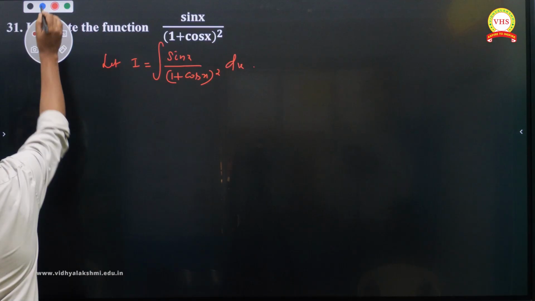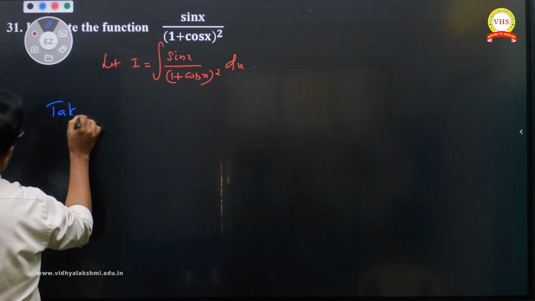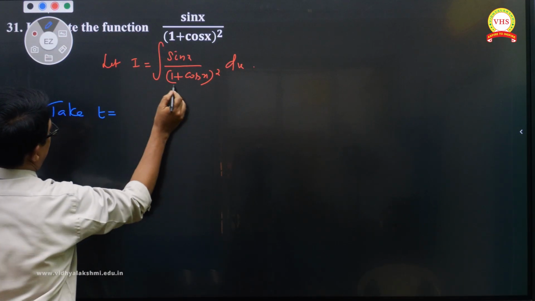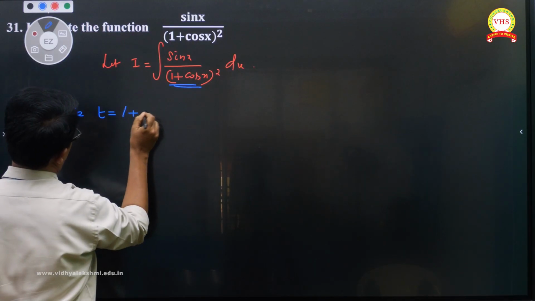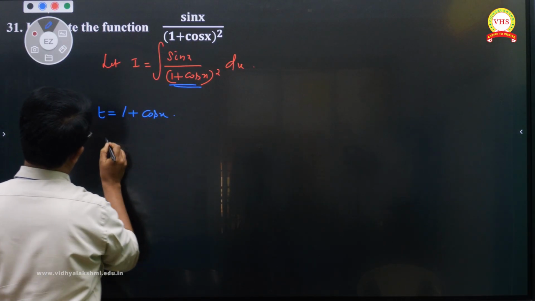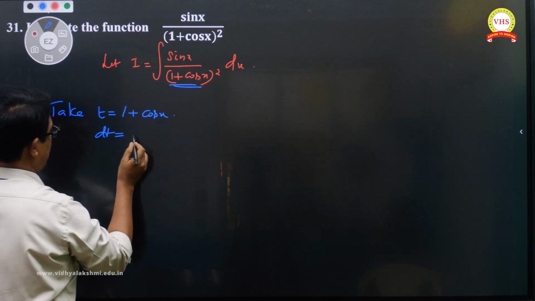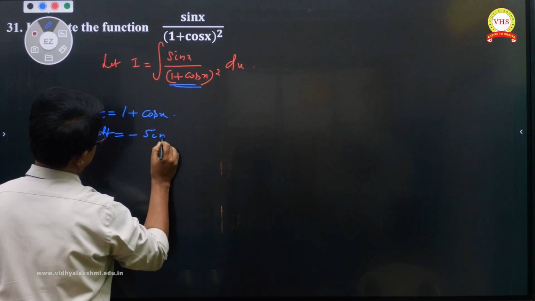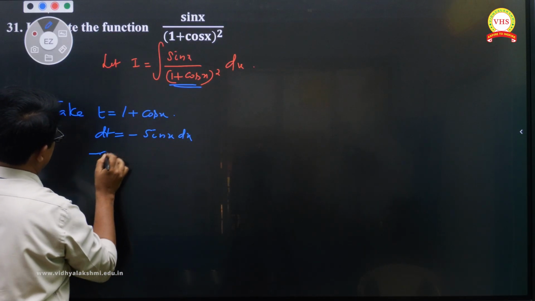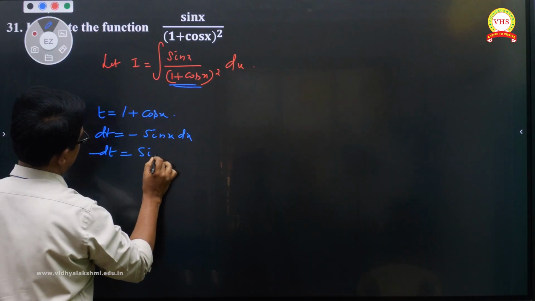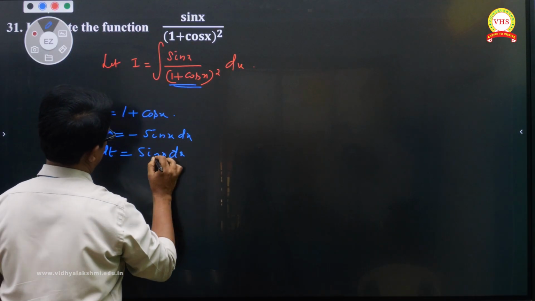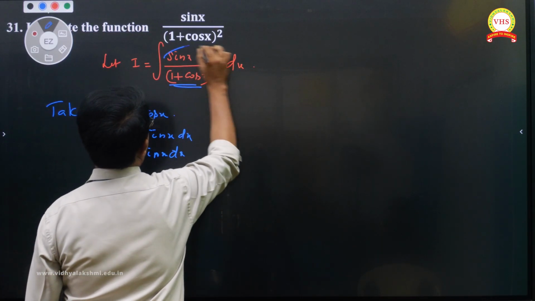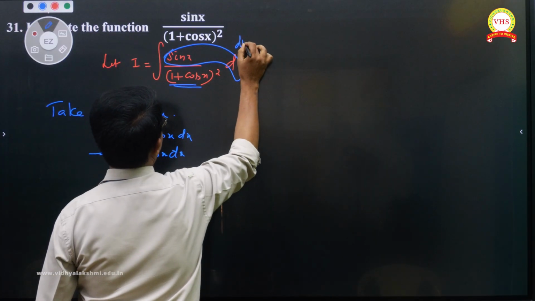That's it. Now I am going to take t. What is t equal to here? T equal to the denominator, that is 1 plus cos x. Then dt equal to, as we have already completed, minus sin x into dx. Now minus dt equal to sin x into dx. Correct? Yes, we can replace sin x into dx as minus dt.